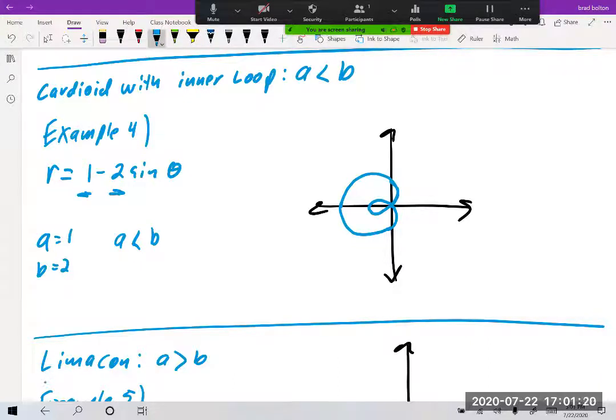Like that. So that is a cardioid with an inner loop. I've just heard them called loops; your book calls them cardioids with inner loops. So it just depends on the book, I guess.